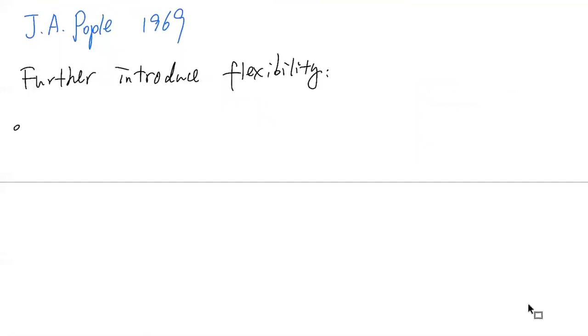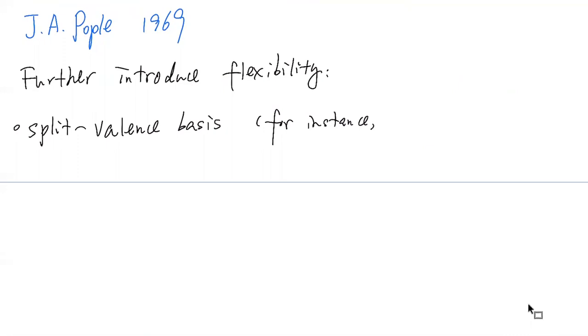For instance, there is a type called split valence basis. In the literature, people sometimes use notations like 631G, 311G, 31G, or 6311G, and so on. G, of course, represents the Gaussian function.